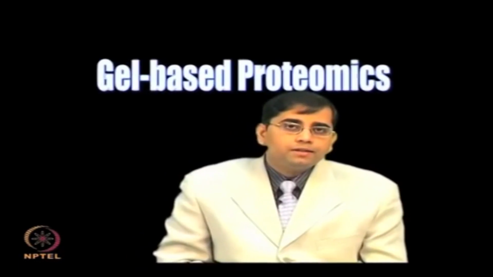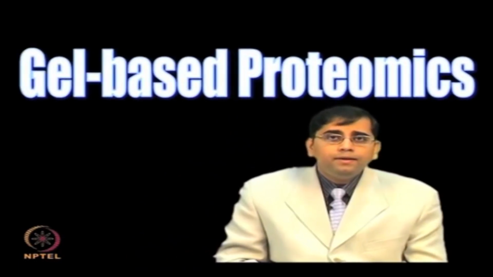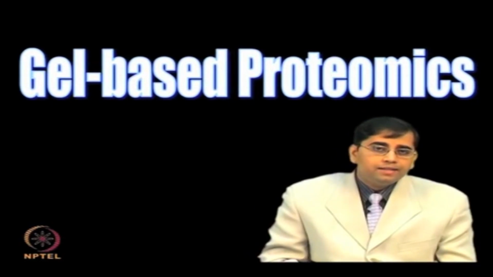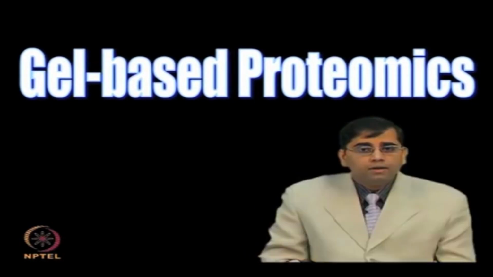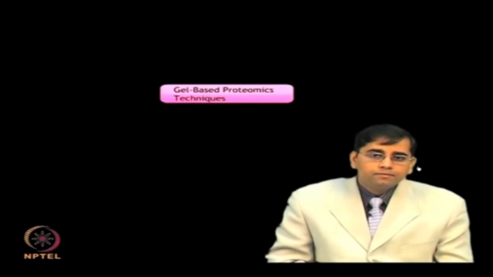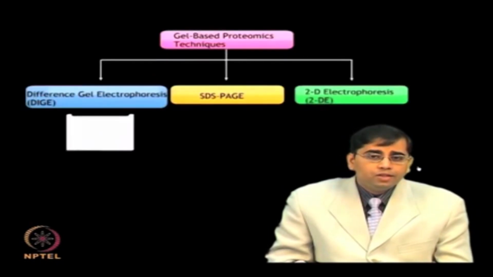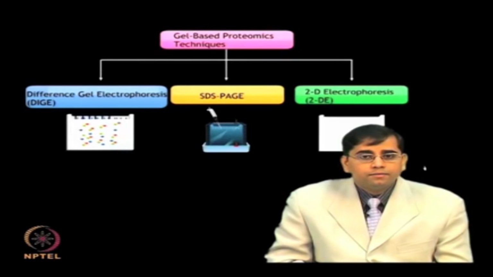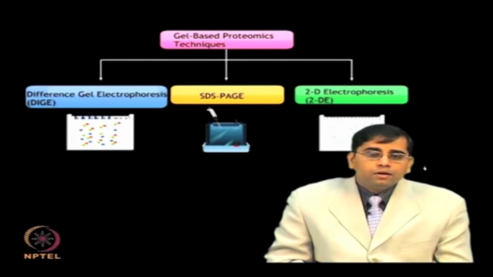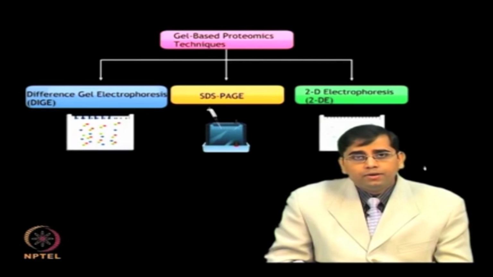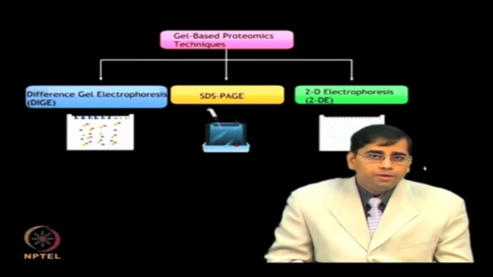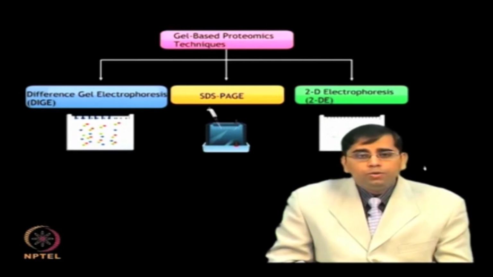In gel-based proteomics, proteins are commonly analyzed using SDS-PAGE and two-dimensional gel electrophoresis. Separation in SDS-PAGE occurs almost exclusively on the basis of molecular weight, whereas in 2DE the first dimension separation is based on isoelectric point and second dimension separation based on molecular weight.